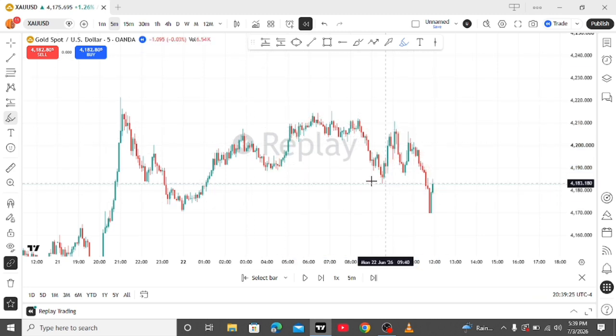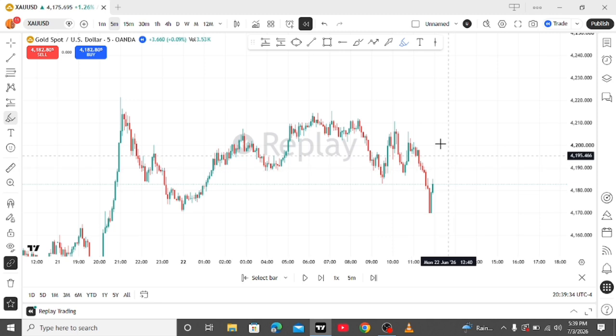So from this point, what do we do next? This is where we wait for a retracement to the upside. We'll have to wait for a retracement to at least this area. This is where we have to enter our sell position. So let's wait for a retracement and see if we'll get one.